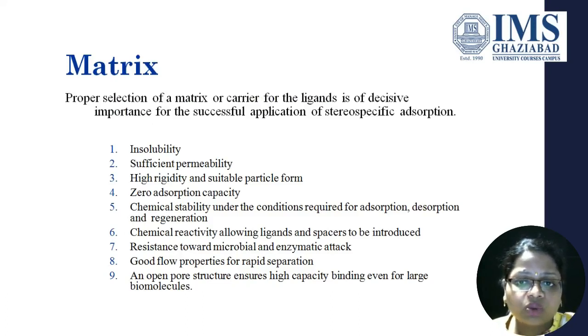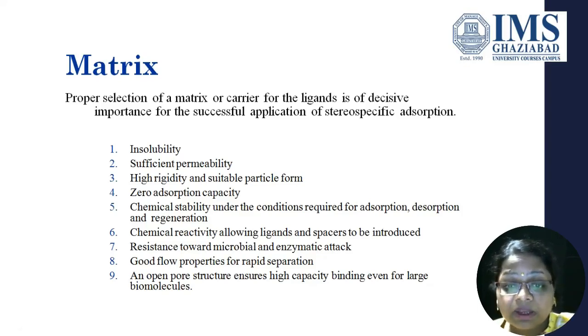The matrix has to have certain features for proper selection, right? For proper running of affinity chromatography, it should be insoluble. It should be sufficiently permeable to allow the ligand to bind and the non-bound molecules and the bound molecules to flow through the matrix. It should be highly rigid and of suitable particle form. It should have zero adsorption capacity. It should be chemically stable. It should be chemically reactive to allow the ligand and the spacers to be introduced.